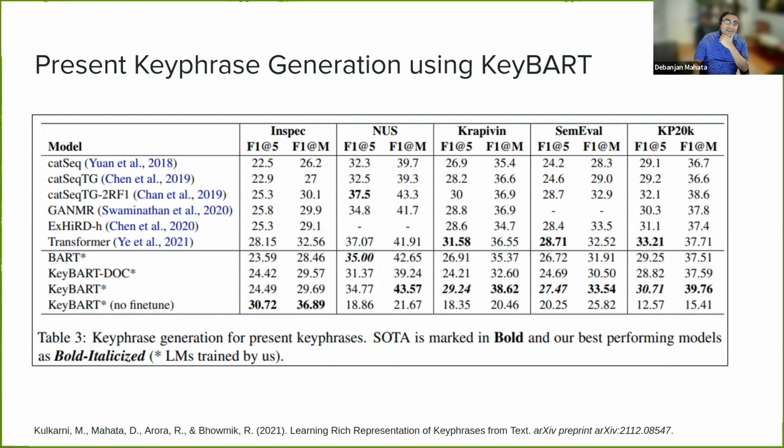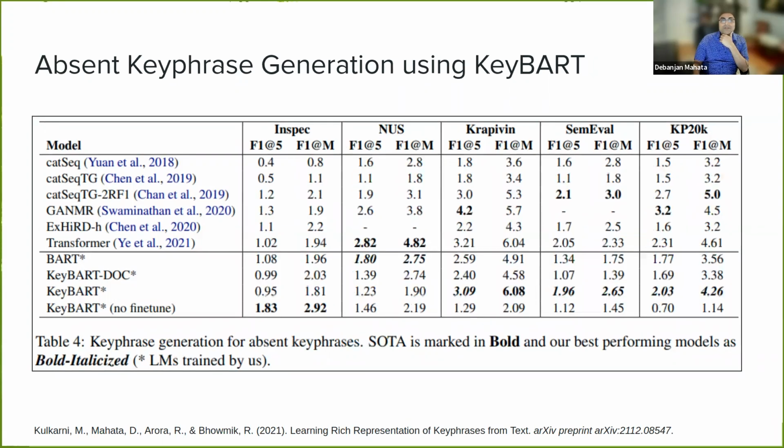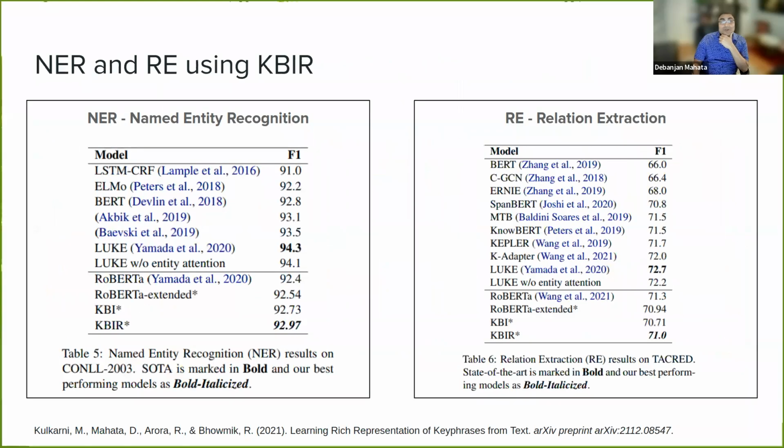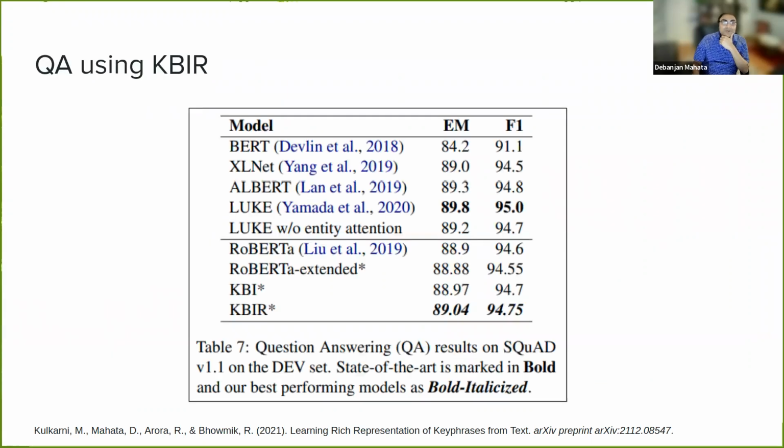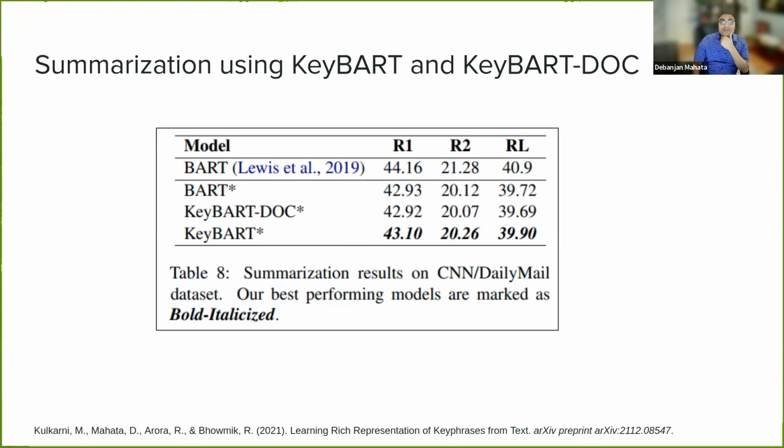But I think we still want to understand how these types of language models, with a task-specific objective, could be further used in zero-shot and few-shot learning of keyphrases across different domains. And we got very similar results for absent keyphrases, pretty much SOTA results. What is interesting is that we got very good results for other types of tasks also after learning this model, which is NER, relation extraction, and also QA. And we also achieve state-of-the-art results in summarization.